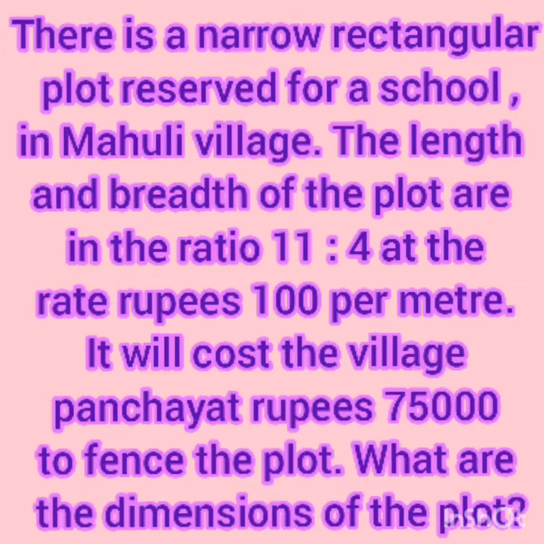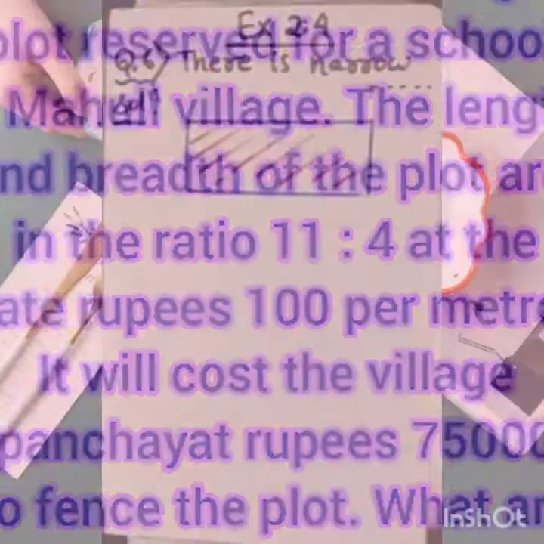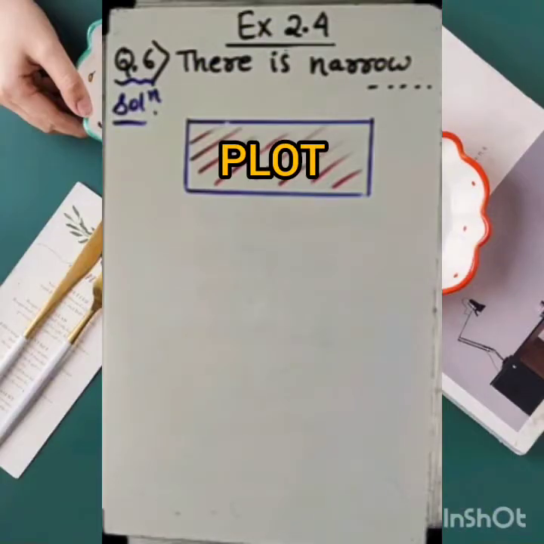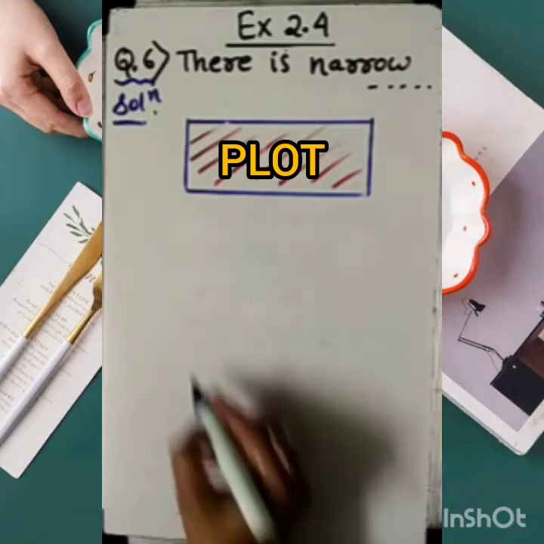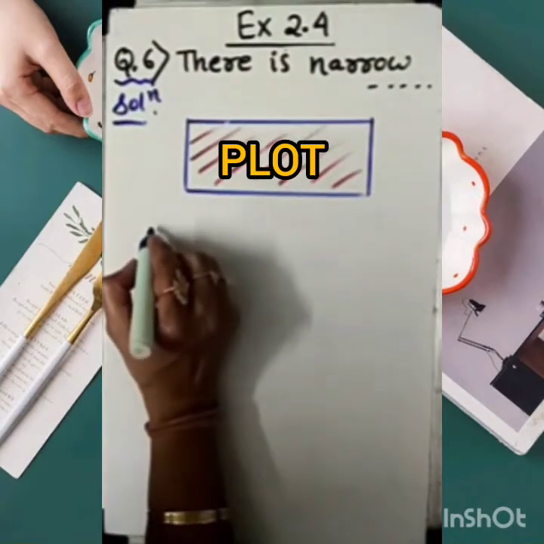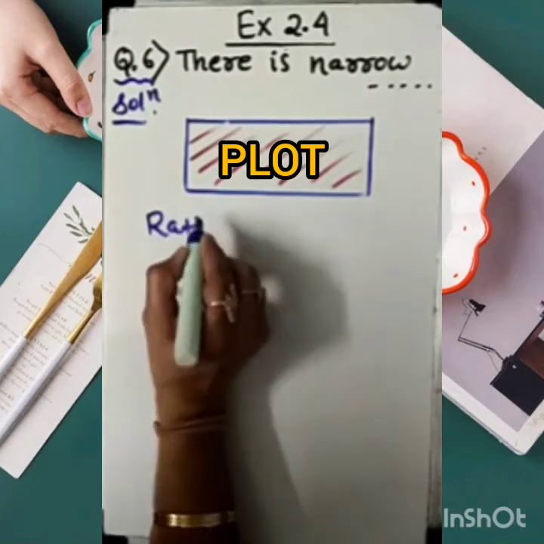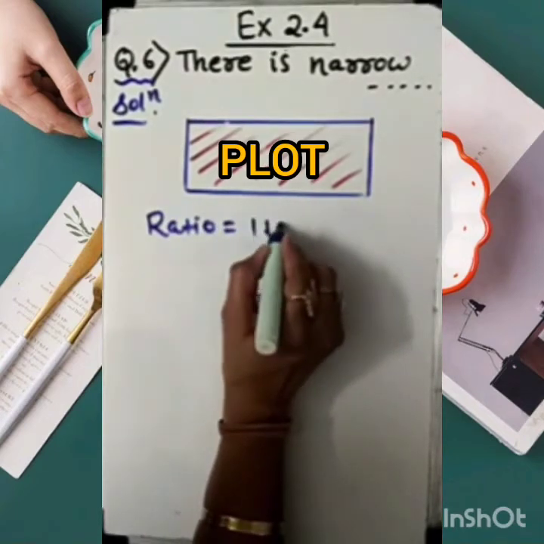Okay, so let's see the solution, dear student. The word dimension is quite easy. You are already well aware of this word. Dimension indicates the length and the breadth, because a rectangular plot is a two-dimensional figure, so it must have length and breadth. But here in the question we are not given any length or breadth, only the ratio of the length and breadth. So dear student, what is the ratio we are given? The ratio we are given is 11 is to 4.